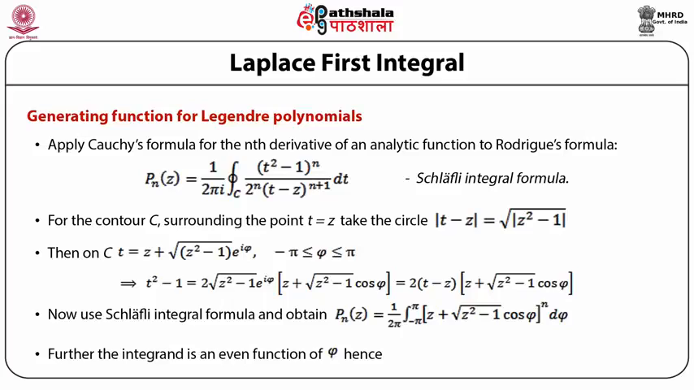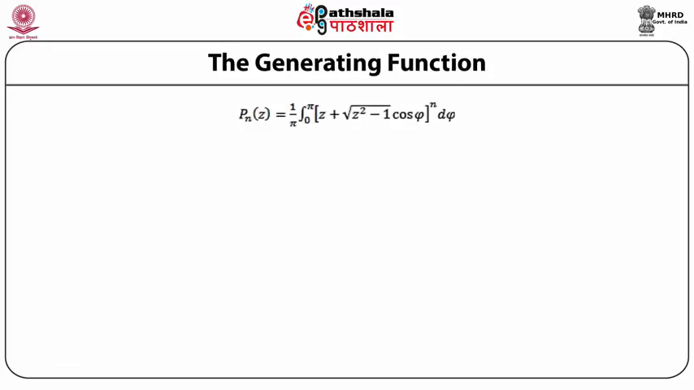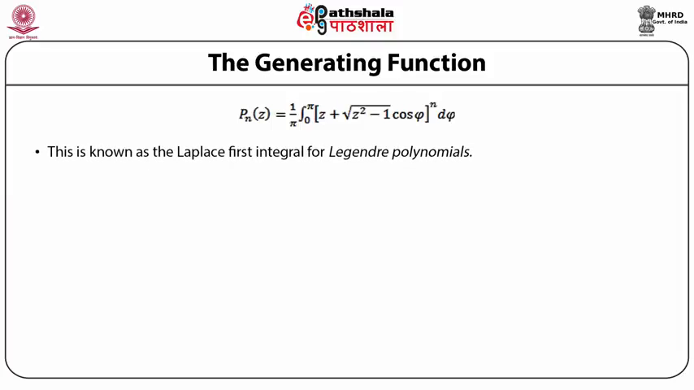Further, the integrand is an even function of phi. Hence, Pn of z is equal to 1 by pi definite integral over phi going from limits 0 to pi for the term within the brackets z plus under root of z square minus 1 cos phi, brackets close, raised to power n. This is known as the Laplace first integral for Legendre polynomials.